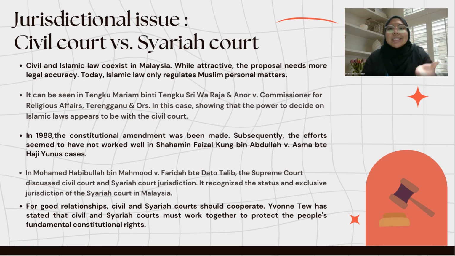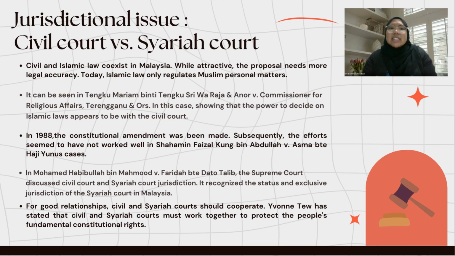The propounding parties then brought this case to the High Court, which decided that it was not bound by the fatwa issued by the Mufti earlier, showing that the power to decide on Islamic law appears to be with the civil court. In 1988, the constitutional amendment was being made. Through this amendment, a new clause 1A was inserted in Article 121. The amendment was made as an effort by the federal government to prevent overlapping and redundancy of jurisdiction between the civil court and the Sharia court in terms of conflict between the decision of the two courts.